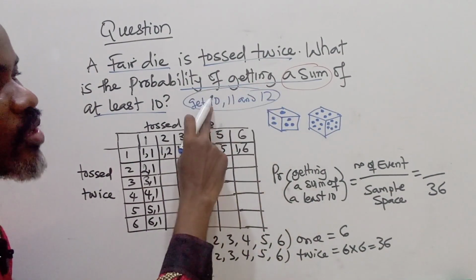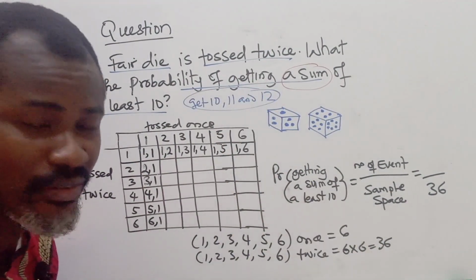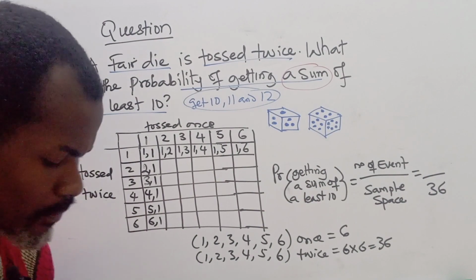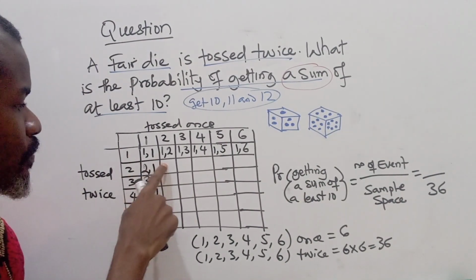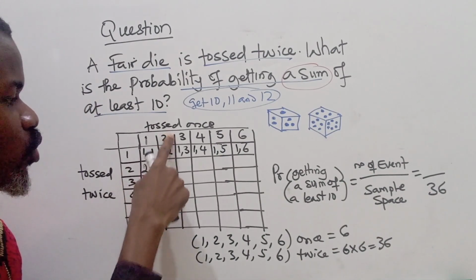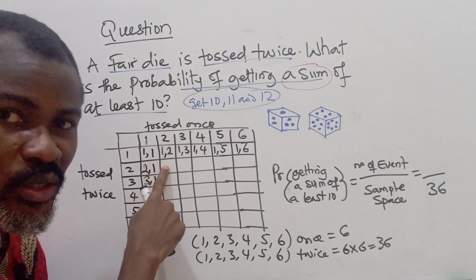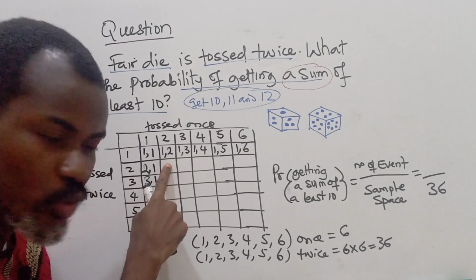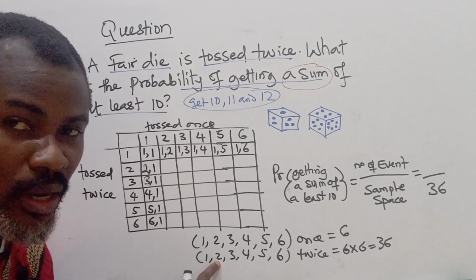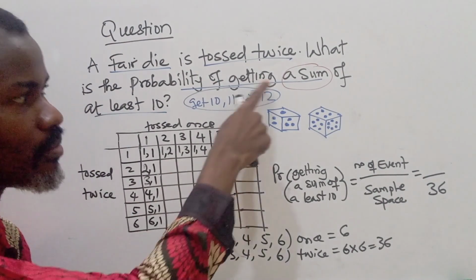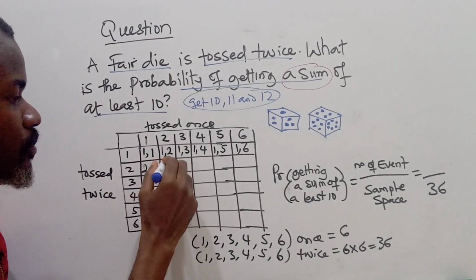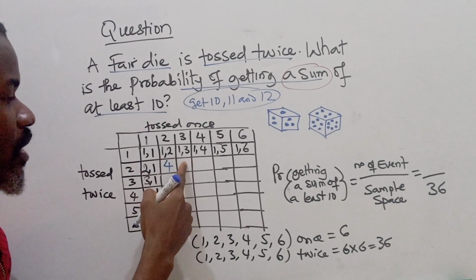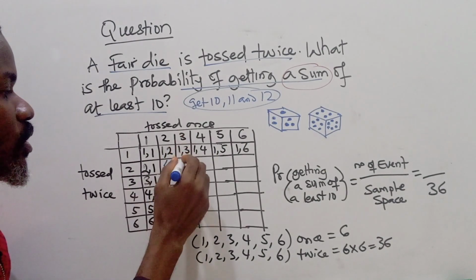So all these, we are going to count them as our number of events. So let's quickly do the tossing and adding. Now for this place, we have 2 and 2 appearing, but I'm not going to write 2 and 2. Instead, I'm going to write 4 because the sum gives us 4. Okay, here is going to be 2 and 3, which is 5.